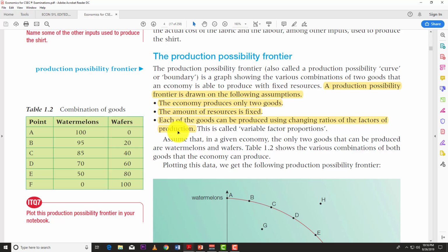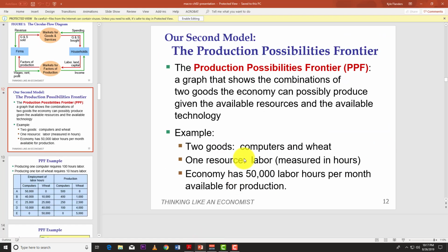If you have 5,000 labor hours, that's all you have. If you have $5,000 in capital, that's all you have. They are fixed. That's the next assumption. And the third assumption is that each of the goods can be produced using changing ratios of factors of production. What they're saying here in our example is that you can produce computers or wheat using the same factors of production. You can either use labor to produce computers, or you can use labor to produce wheat. So you can use the same factors to produce different combinations. It's about how you decide to split it up.